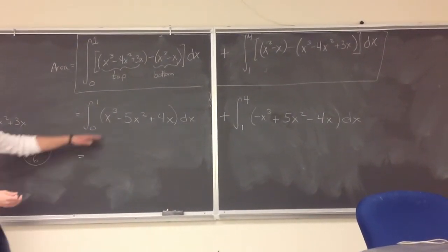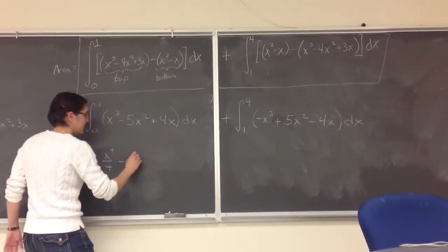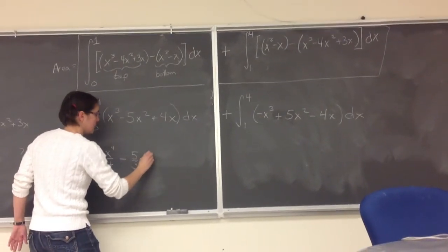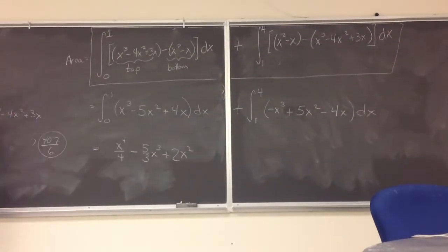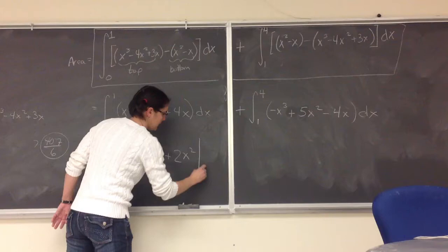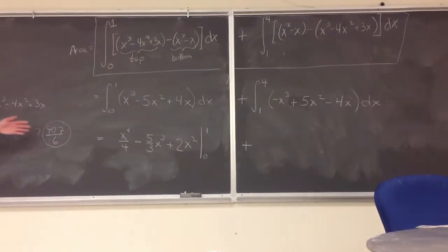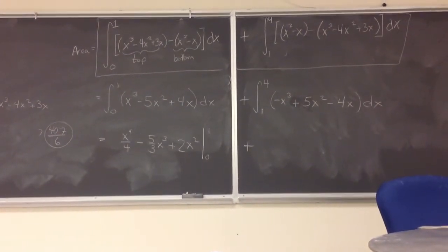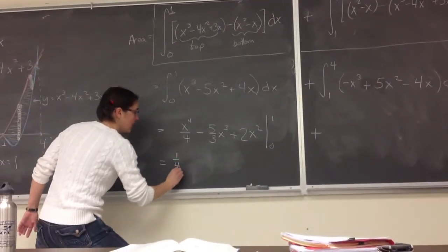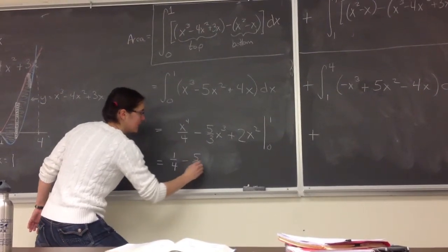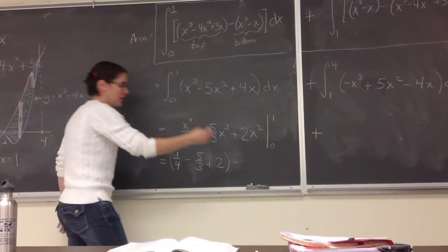Okay, so now I want to integrate, so I can add 1 to the power: x to the 4th over 4, minus 5/3 x cubed, plus, add 1 to the power, when I divide by the new power, I've got 2x squared. And I'm going to evaluate this whole thing between 0 and 1. I'm going to work on this entire first integral here, and then we'll come back and work on the second one. The first thing we'll do is plug in 1, and so we've got 1/4 minus 5/3 plus 2, and then once I plug in 0, everything here turns into 0, and so I just have a minus 0.